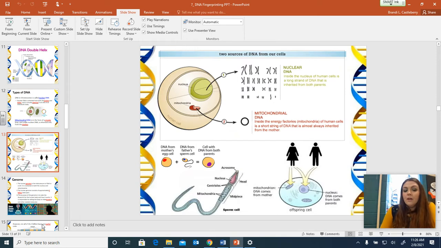Next one. So just kind of showing you, you have your cell. All your body is made of cells. It has a mitochondria and that would have the mitochondrial DNA in it. And you have the nucleus, which has your nuclear DNA in it, which is all 46 pairs.